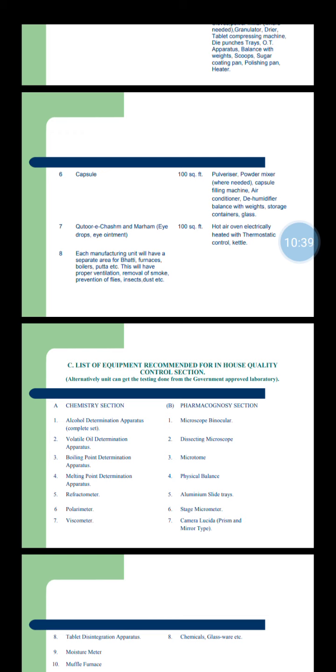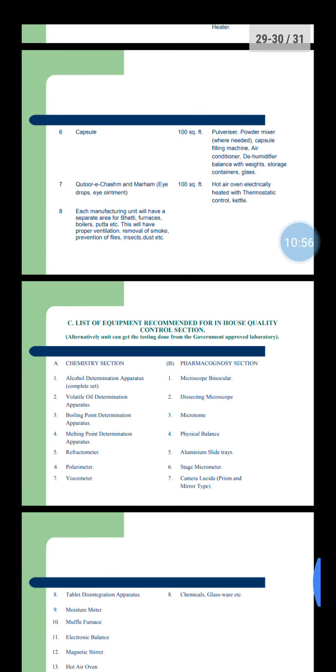Then qutoor, eye drops and marham, eye ointment, 100 square feet area required: hot air oven, electrically heated with thermostat, and a qurtas keta. Each manufacturing unit will have to have a separate area for the bhati, furnace, boiler, putta, etc. This will have proper ventilation, removal of smoke, prevention of fire, insects, dust, etc.